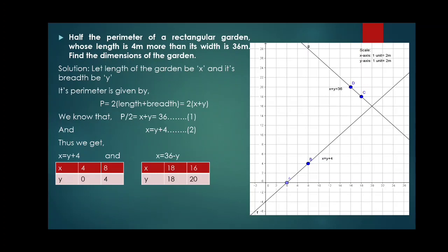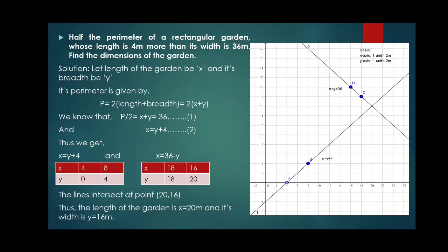So line AB represents the second equation, that is x is equal to y plus 4, and line CD represents the first equation, x plus y is equal to 36, and they intersect at the point 20, 16. So 20, 16 is the solution for our equation. The lines intersect at point 20, 16.